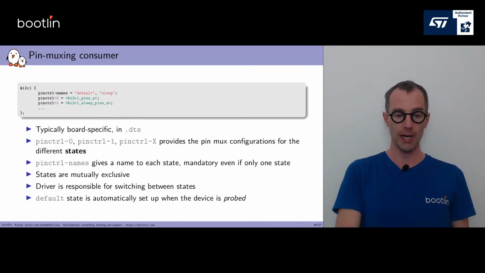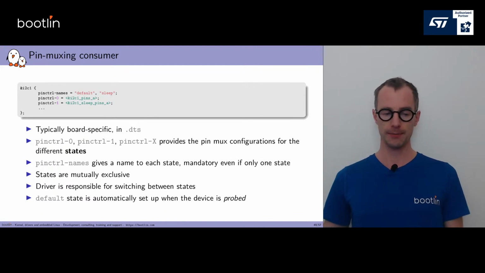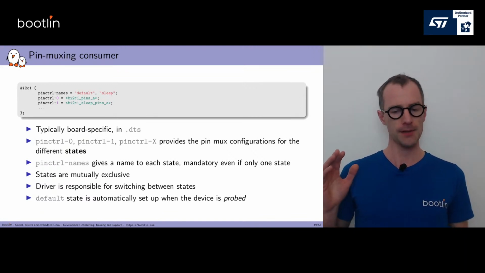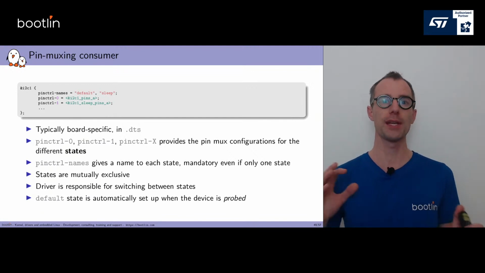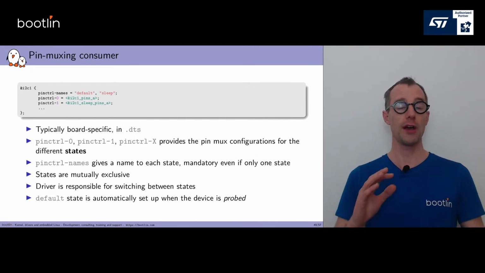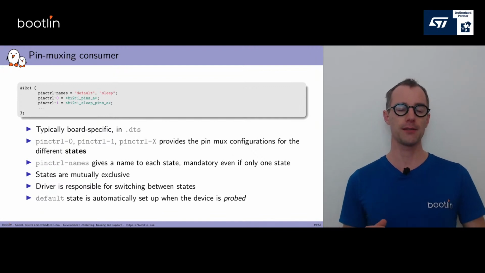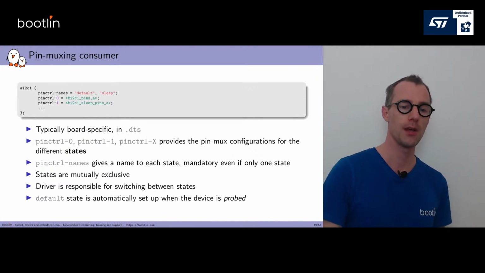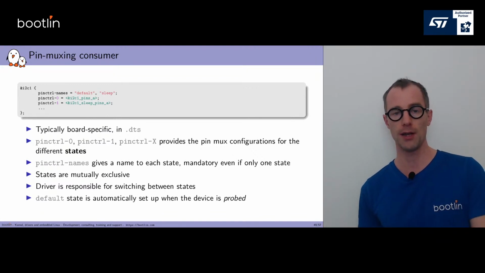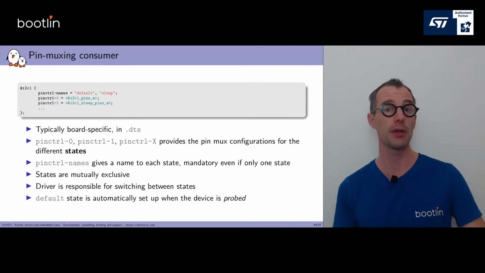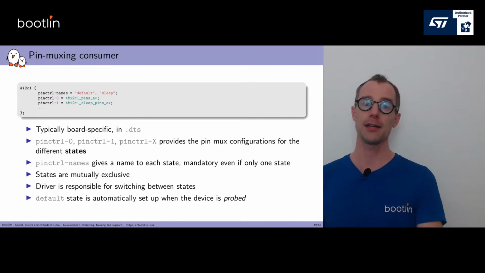So the reason why we have multiple of those properties is because you can describe multiple states of pin configuration. Here we have two states. We have the state described by pin control 0 and the state described by pin control 1. And they are mutually exclusive. You can either be in one state or in another.